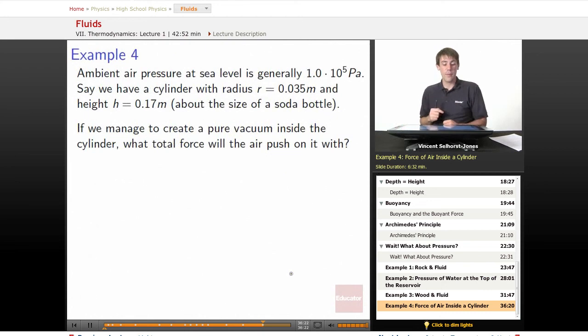All right, example 4. Ambient air pressure at sea level is generally about 1 times 10 to the 5th pascals. So if we have a cylinder with a radius of r equal to 0.035 meters and a height equal to 0.17 meters, so that's just about the size of a smallish soda bottle, and we managed to create a pure vacuum inside of it, and real quick note, it's actually impossible to create a pure vacuum, at least as far as science has figured out to do so far.